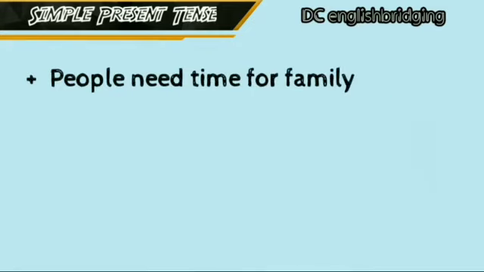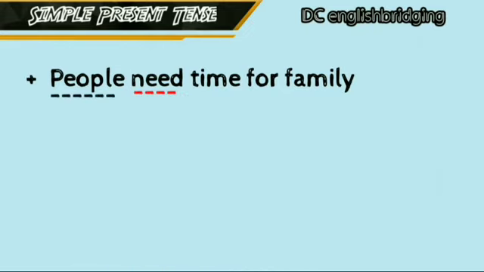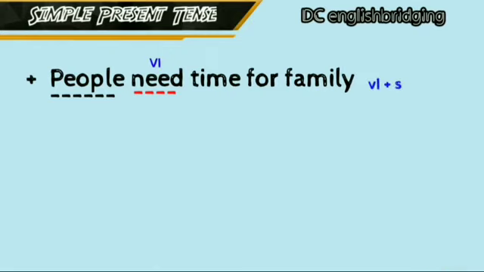Next, people need time for family. Alright, people need time for family. So, we see need here and the people as the subject. Need is verb one. We don't put s in the need because it is not a singular subject. People is plural.